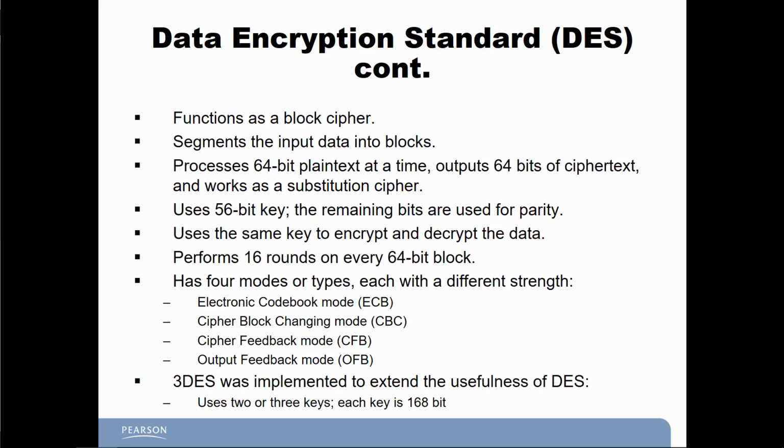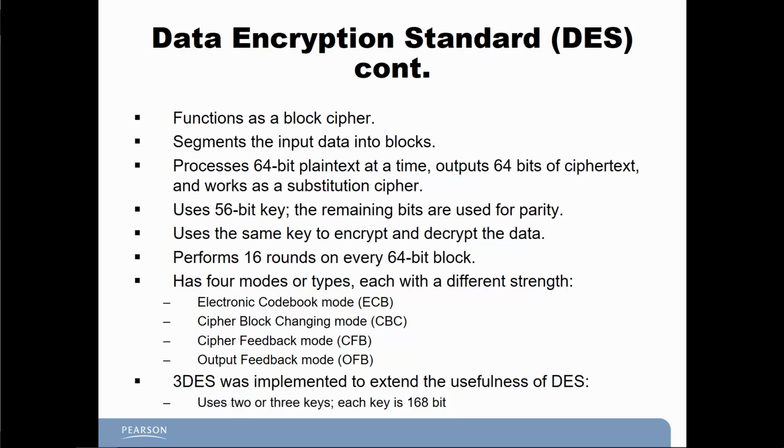So, this functioned as a block cipher. It segments the input data into blocks, processes each 64-bit block of plain text at a time, and gives you a 64-bit ciphertext. Again, it's based off of that 56-bit key, and it performs 16 rounds on every 64-bit block. The big thing here is it has 4 modes or types: the ECB, or electronic codebook mode, the cipher block chaining mode, the cipher feedback mode, and the output feedback mode.